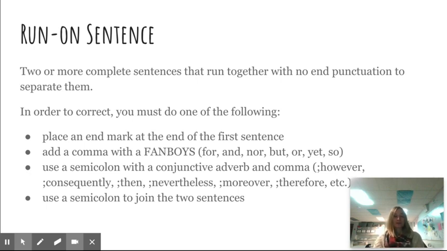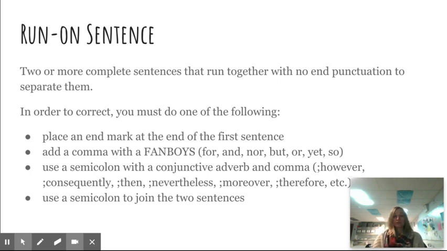I may ask you to do this at some point in time, but what you'll see in reading is that a lot of times we'll start sentences with however, consequently. And not that that is wrong, but when we ask you to use these as conjunctive adverbs, we really want to see that semicolon, that comma. Okay? Now, the other thing that you can do is just put a semicolon between two sentences.